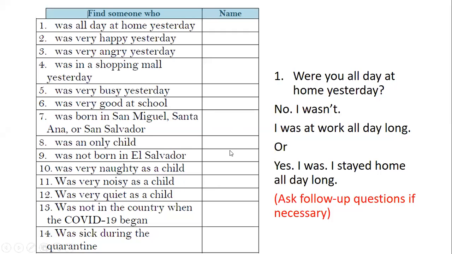For example, Angel, if I ask you, were you very naughty as a child? You look like a troublemaker, right? No, just kidding. And then you would say, yes, I was, or no, I wasn't. Angel, I was an angel, actually, you may say, right? My behavior was angelic. Literally, you were an angel. But you see my point here. So if I get a yes, I write the person's name. Just like that.